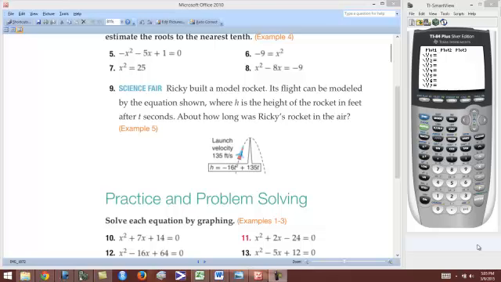Okay, number 9. So we're going to do this on the calculator. Here's the equation for the rocket. Now the rocket goes straight up in the air and then comes back down again. This graph here is not the path of the rocket. Rather, it shows the height of the rocket over time.